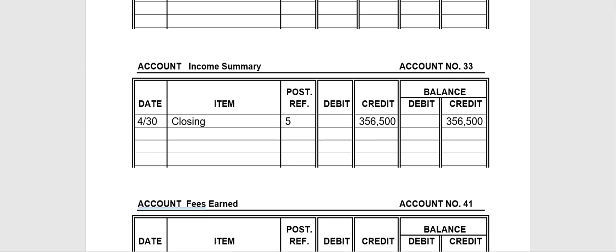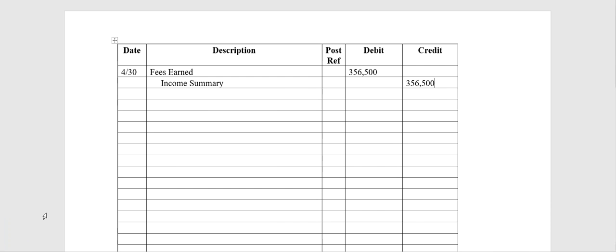We now need to go ahead and close our expense accounts. So again, on 4/30, we're going to close our expense accounts. Our expense accounts increase with debits, which means that in their ledger account, they have debit balances. If we want to make those accounts 0, we're going to have to credit each one of those expense accounts. Expenses are on our income statement, so that means they're going to get closed out to our income summary account. So we're going to come back to that account in a minute. We're going to credit each one of our expense accounts individually.